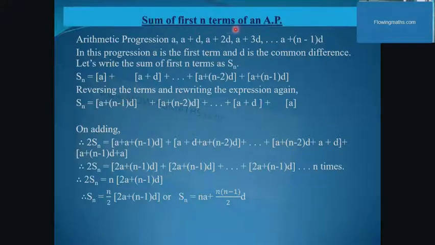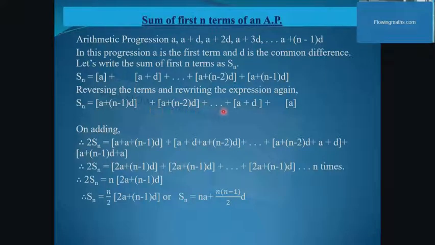How do you find the sum of the first n terms of an AP? We know how to calculate the nth term, that is Tn is a plus n minus 1 d. How do we calculate the sum of terms till Tn? So Sn is the sum of all terms till Tn, that is a plus (a plus d) and so on till a plus (n minus 1)d.